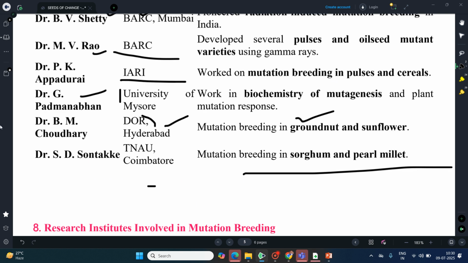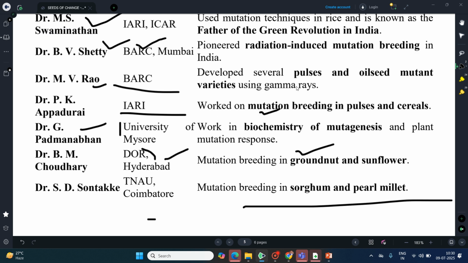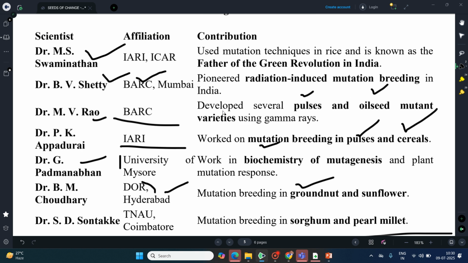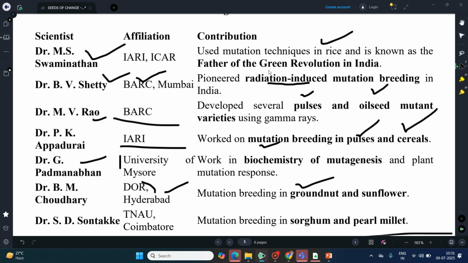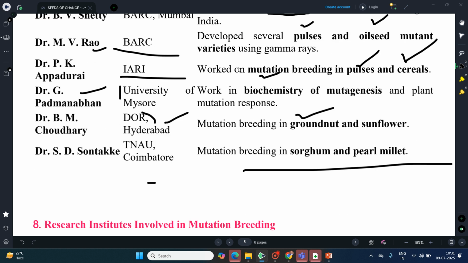And University of Mysore is involved in the biochemistry of mutagenesis and plant mutation response. P.K. Appadurai worked in mutation breeding in pulses and cereals, as well as M.V. Rao. He also developed several pulse and oilseed mutant varieties. And B.V. Shetty pioneered radiation-induced mutation breeding, and Dr. M. S. Swaminathan used techniques in rice mutation breeding, and he is the father of the Green Revolution in India.